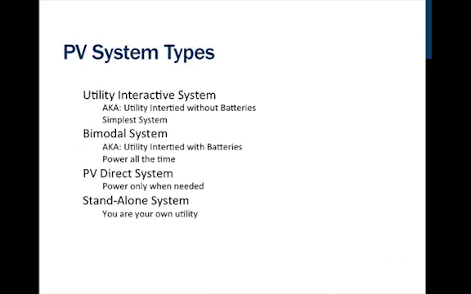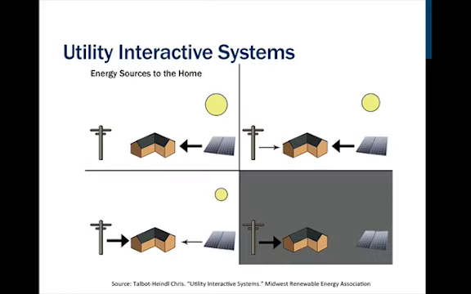More interaction. There are 4 types of systems that we'll talk about. The utility intertie system without batteries, simplest system out there. The bimodal system, which is also known as the utility intertie system with batteries. This is the type of system that, regardless of the condition of the utility grid, we always have power on site. PV direct, we're going to use power when we have it and when we need it, and when we don't have the resource, we don't need it. And then a standalone system where you are your own utility.